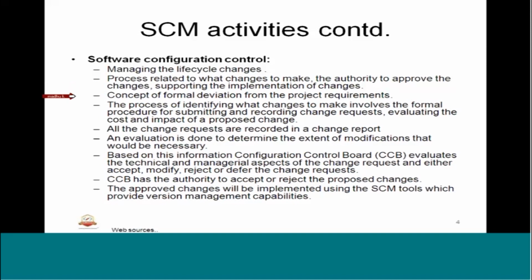Next one is the concept of formal deviation from the project requirements. Suppose the requirement is going to change and there is a deviation in some sort of activity, then we need to control that as well in terms of deviation process. The process of identifying what changes to make involves the formal procedure for submitting and recording change requests, evaluating the cost and impact of a proposed change.